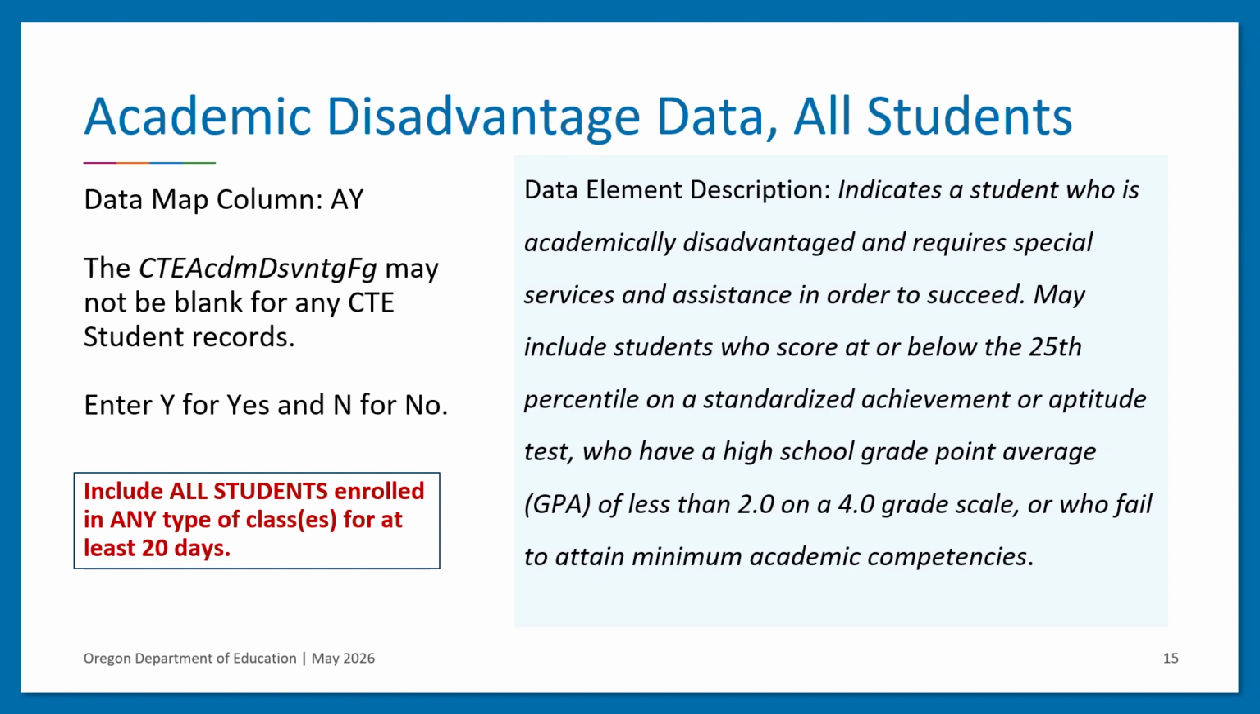The shaded text box on this slide shows this data element's description from the CTE student file format. Quote, "This indicates a student who is academically disadvantaged and requires special services and assistance in order to succeed. May include students who score at or below the 25th percentile on a standardized achievement or aptitude test, who have a high school grade point average of less than 2.0 on a 4.0 grade scale, or who fail to attain minimum academic competencies." End quote.